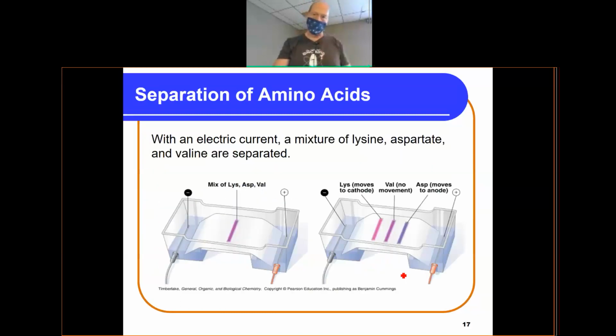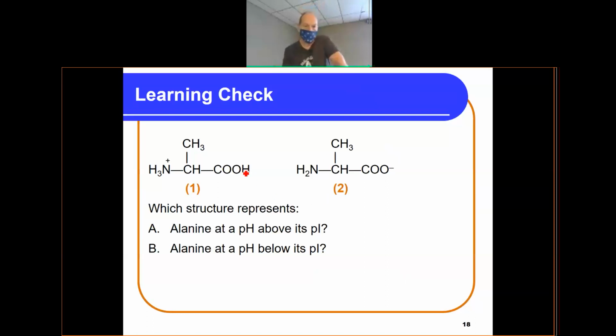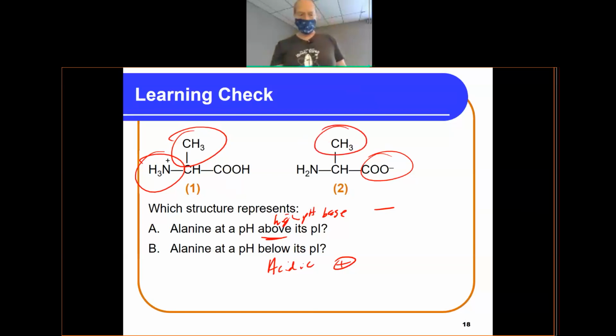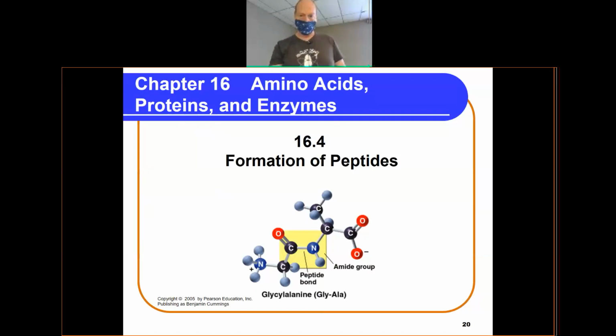All right, so you can separate them by different techniques if you know the charges. Alanine at a pH above, so that means a high pH. You have to know high pH means base, and that means it's going to have a negative charge. Alanine at low pH, that means acidic. Low pH is acidic, and it's going to have a charge of plus. So of course, this one has a charge of plus, this one has the charge of minus. And the side chain is a methyl group, which is a non-polar side chain.